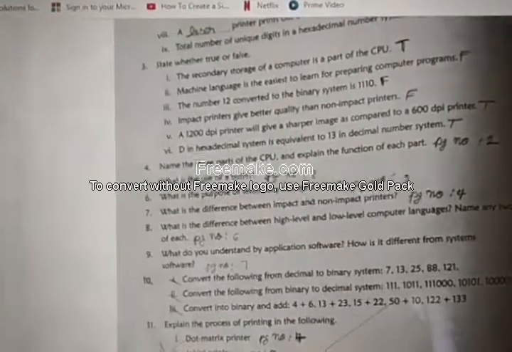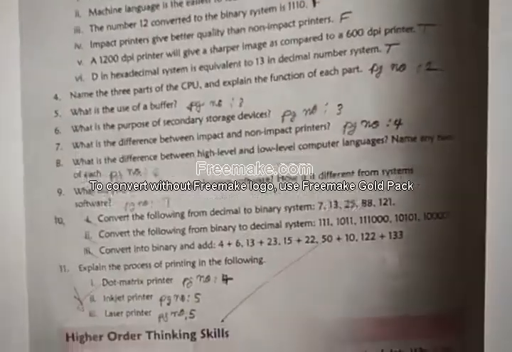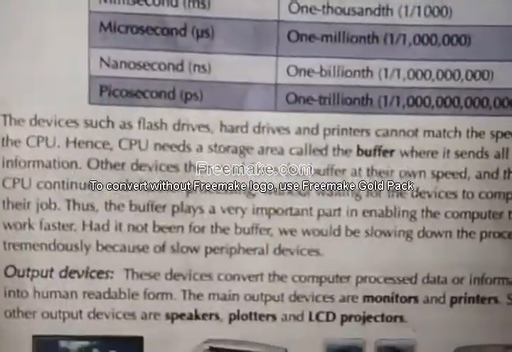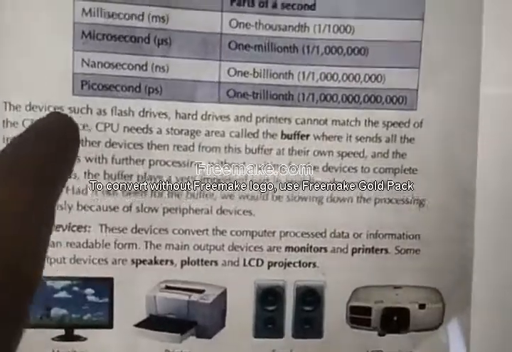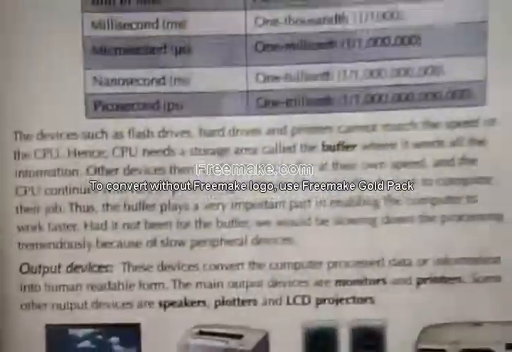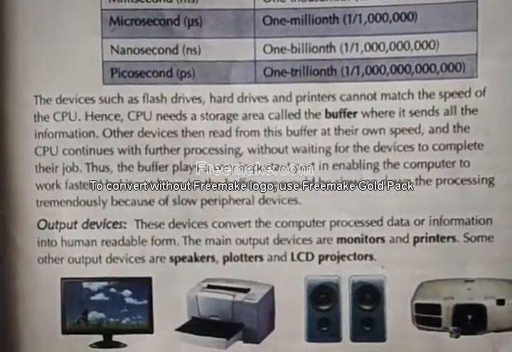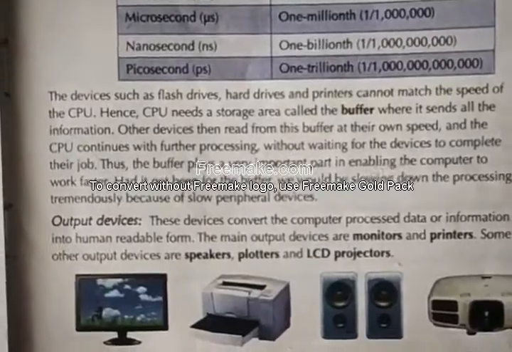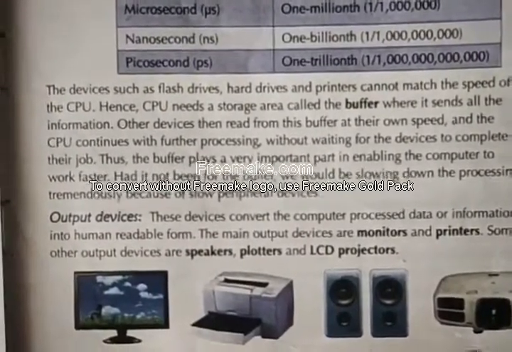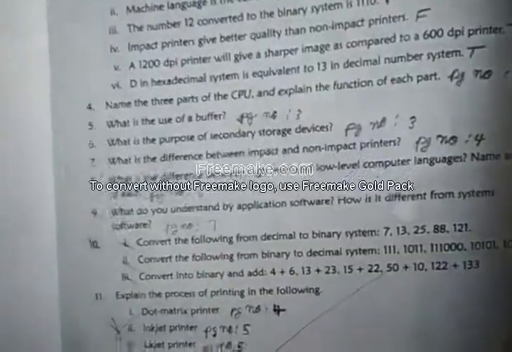Next question, fifth question. What is the use of buffer? Page number 3. See, it is not marked here. You mark from the device such as flash drives, hard drives and printers cannot match the speed of the CPU. Hence, CPU needs a storage area called buffer. Till that you mark. From the device till buffer, that is the answer for question number 5.